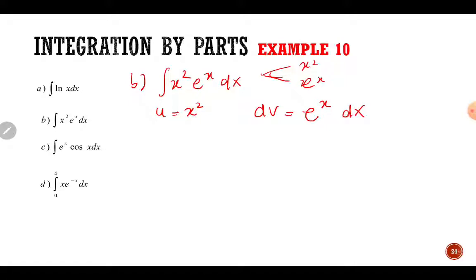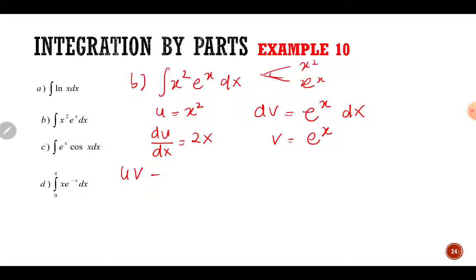Okay, so du over dx equals 2x, and v equals e to the power of x. From here we can try to solve.